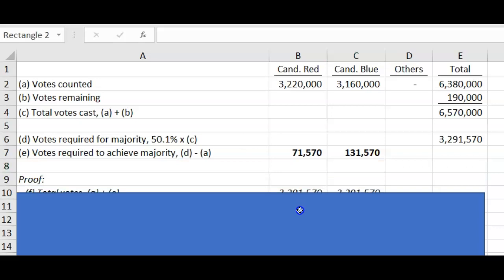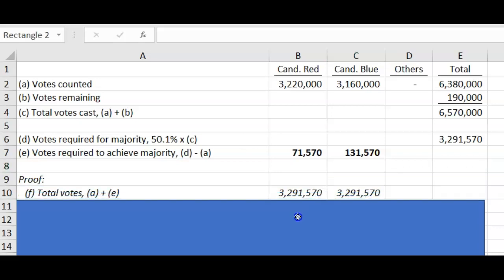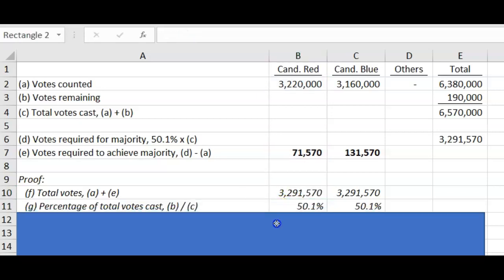Now if we wanted to prove this, we would take the total votes. So that would be the 3,220,000 plus what they would need to achieve the majority, and then divide it by the total votes cast. And if that's 50.1%, we've done our math correctly, and you can see in both instances it is.